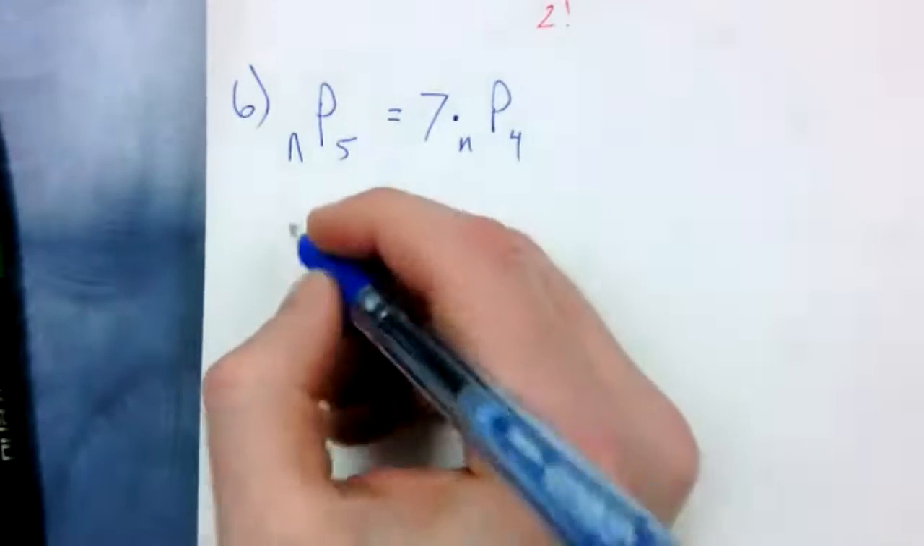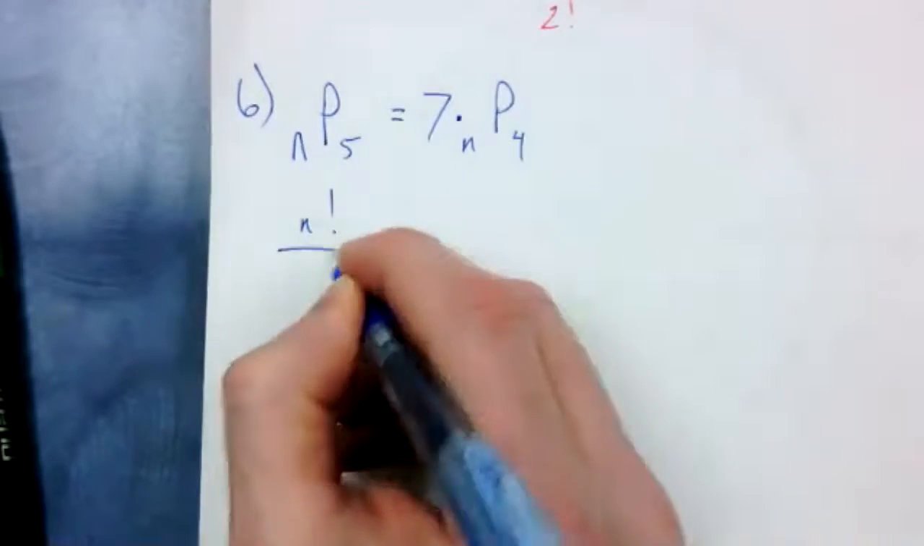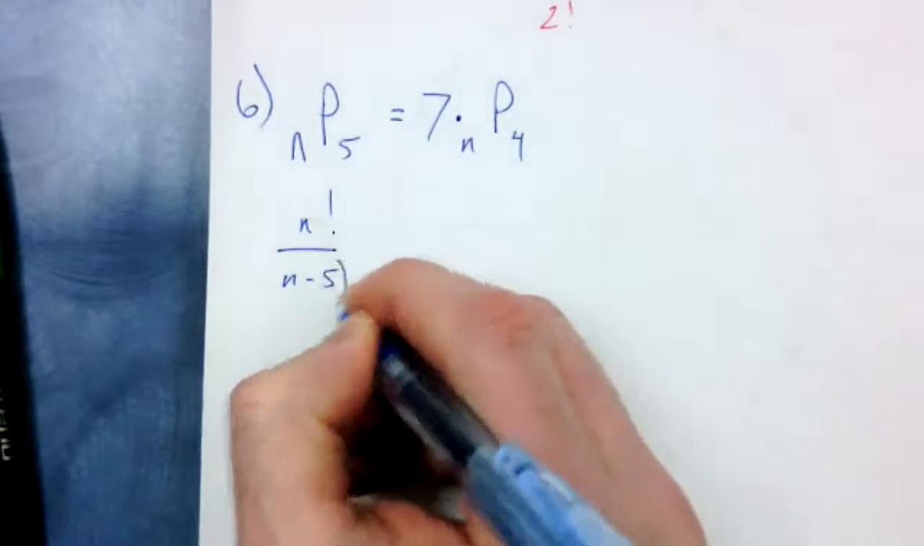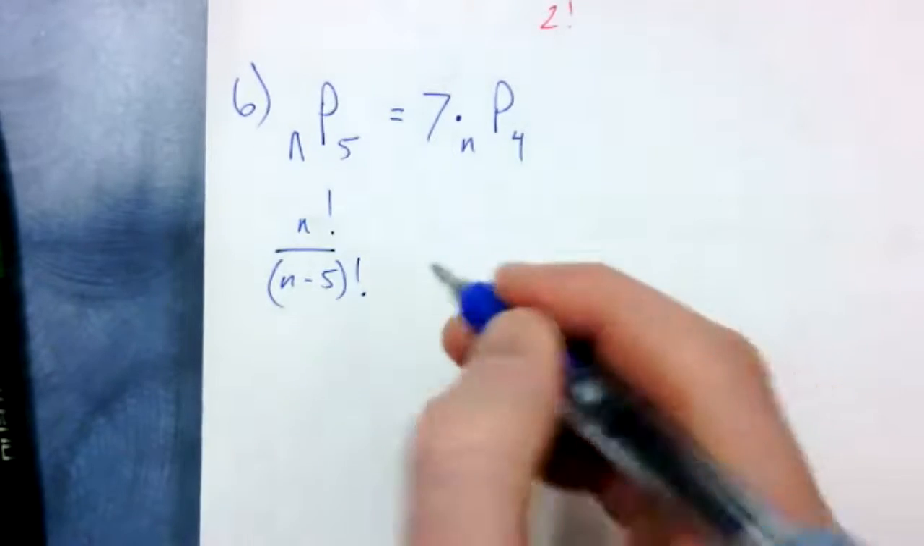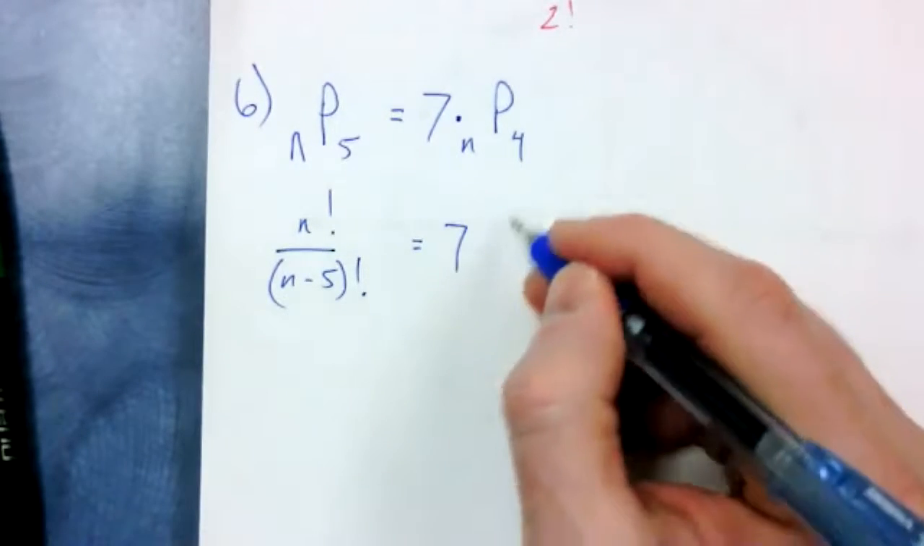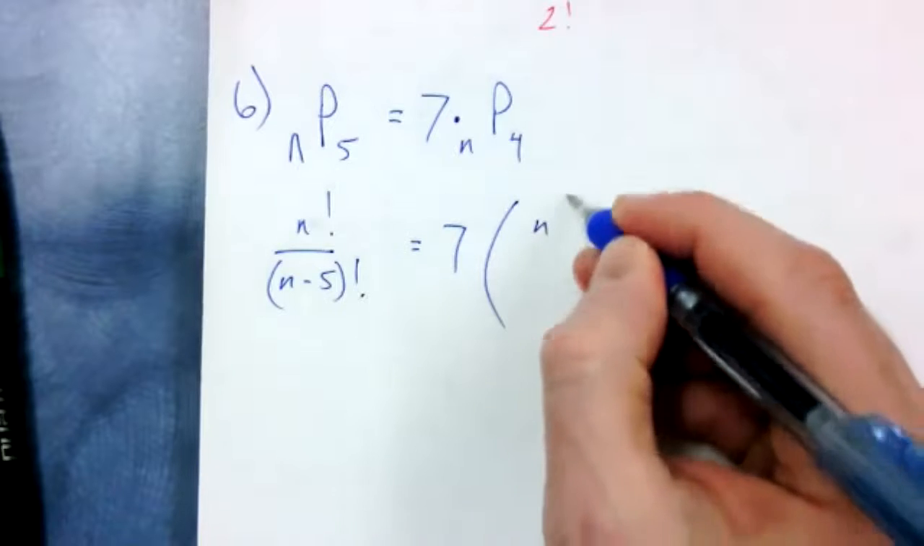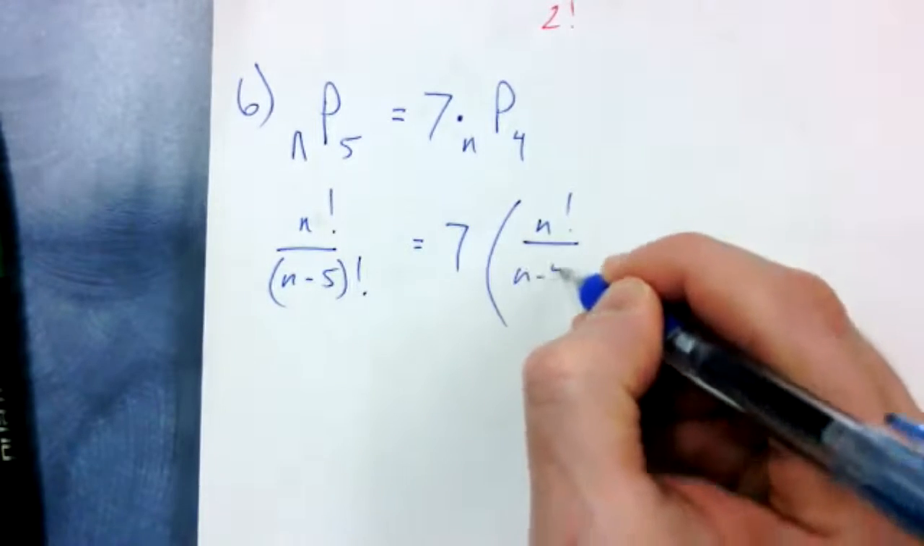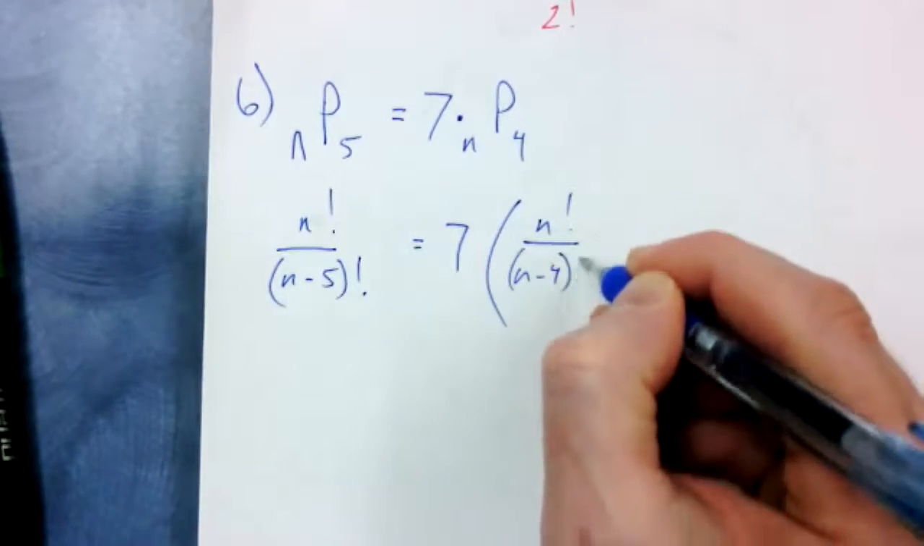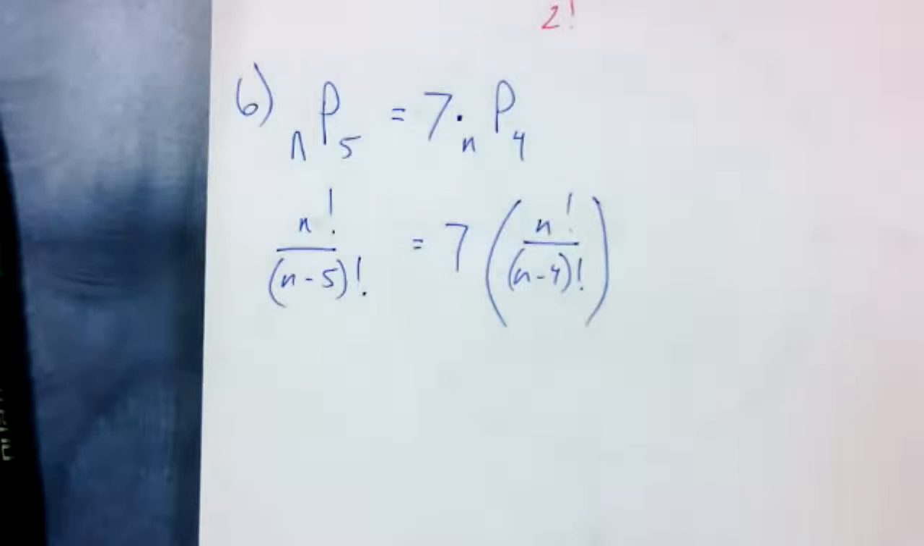So nP5 is n factorial over n minus 5 factorial, equals 7 times n factorial over n minus 4 factorial. So that's just fleshing it out. There's no tricks or anything there. But I want you to tell me, what do I do from here?